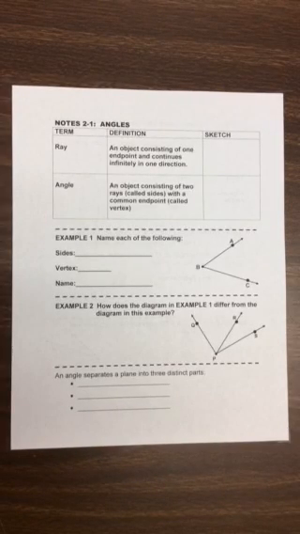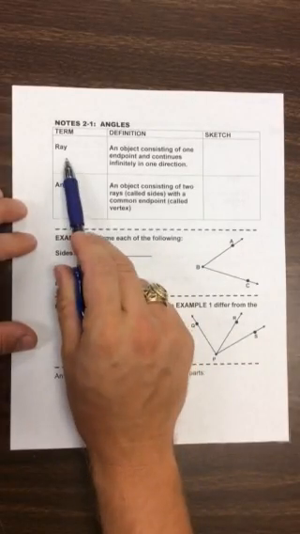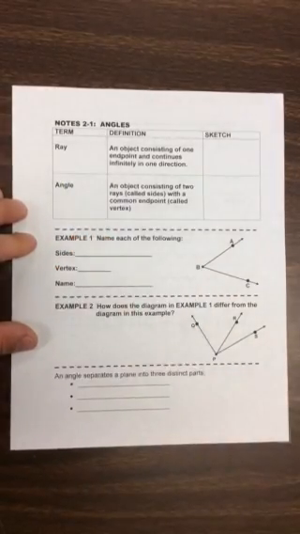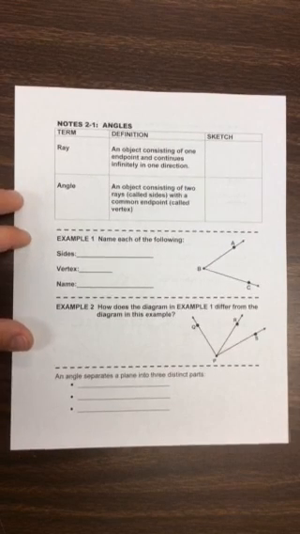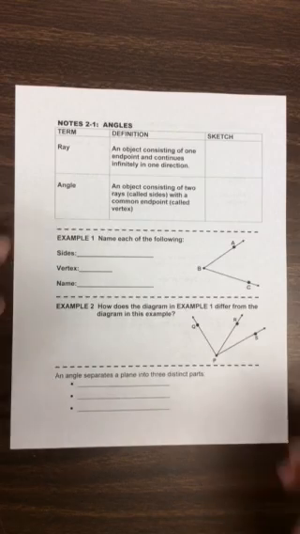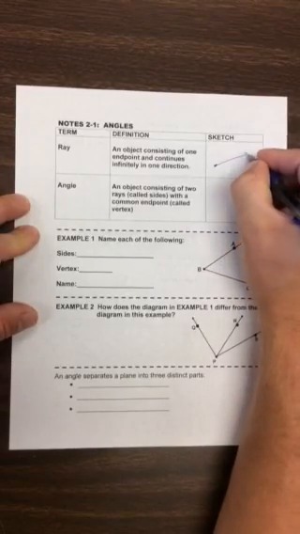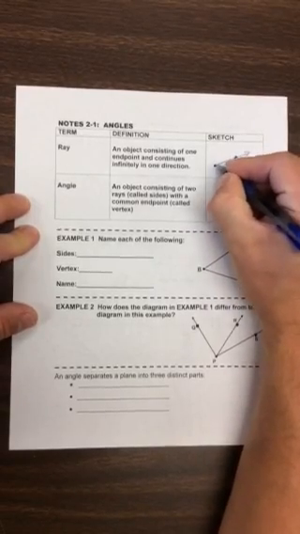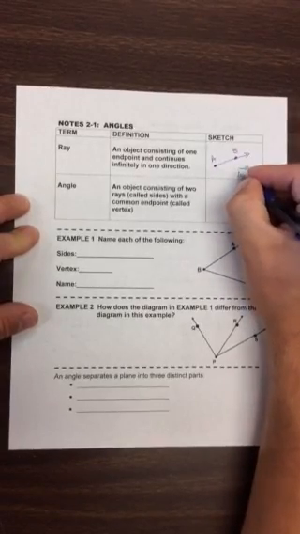Today we are going to start talking about angles. First thing we need to do is make sure we got some terms clear. As we talk about angles, the first term we want to talk about is rays. Rays are objects consisting of one endpoint and continuing infinitely in one direction. We should already know what this looks like. We've got one endpoint and it goes on forever in one direction. I could label that AB, and we would call that ray AB.